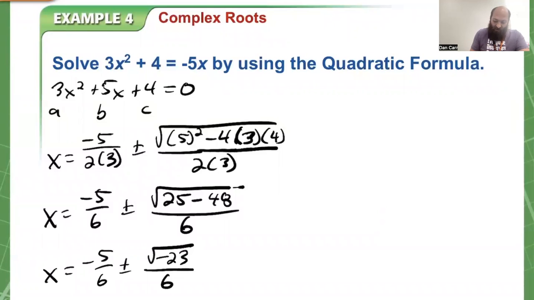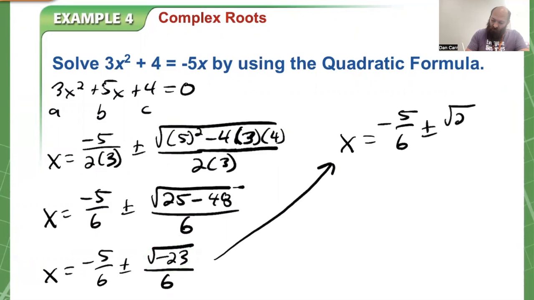Now, we do not like to have this negative sign in here, so we're going to turn that into an i. It'll look like negative 5 over 6 plus or minus the square root of 23 over 6 i. So that's how I write it as a complex solution. If it broke down like the previous example, go ahead and do that. Sometimes it'll come out to a perfect square. Maybe it was the square root of negative 25 in here, then I would have plus or minus 5i. But bottom line is those rules with our radicals stay the same, except we just have to add the i at the end.